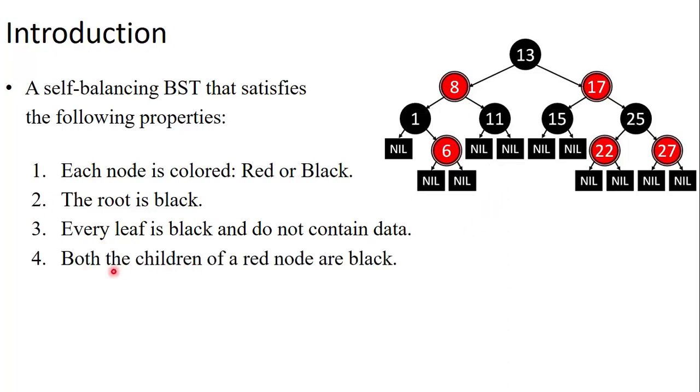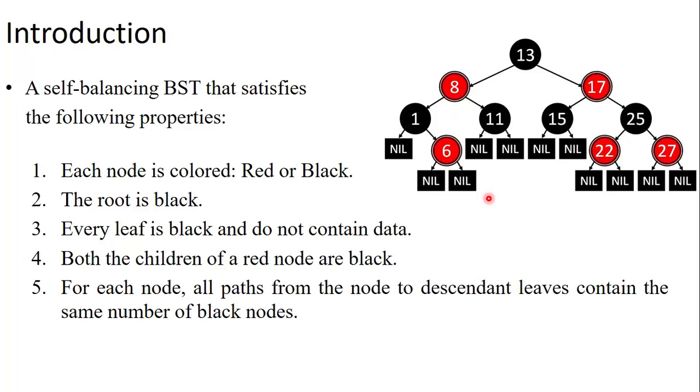The fourth property says that both the children of a red node are black. Say, for example, here 6 is the red node and its children are of black color. Similarly, 17 is the red node and its children are of black color. So, with the help of this property, we can say that there will never be the case where two consecutive red nodes can be encountered within the entire red-black tree. Otherwise, this property will be violated.